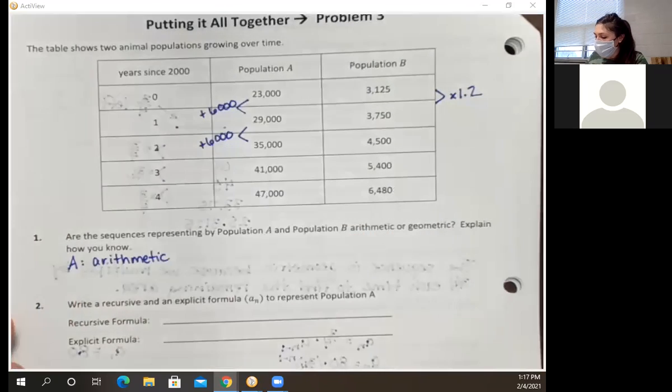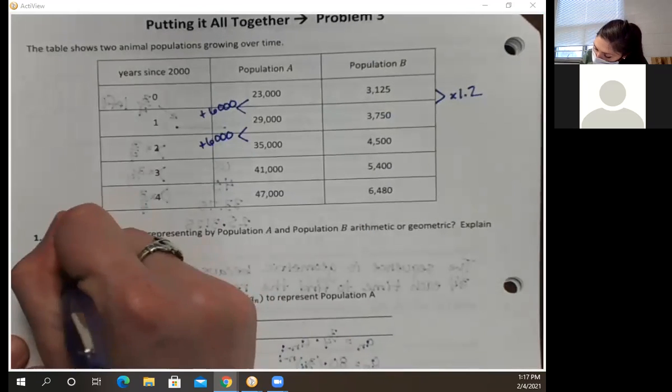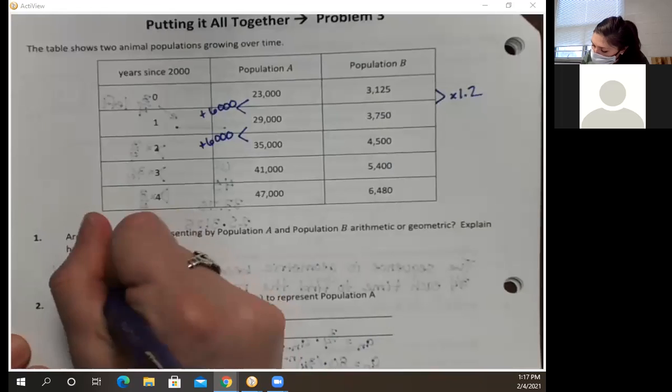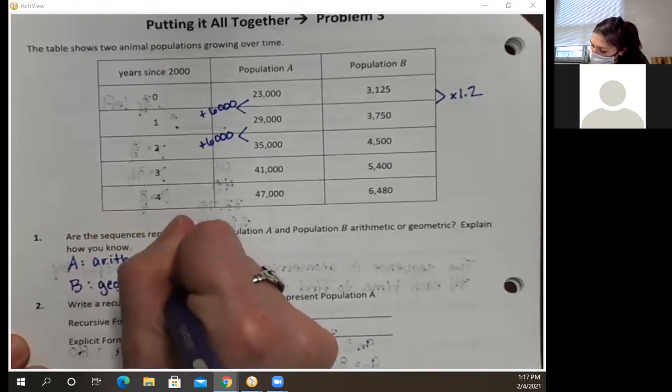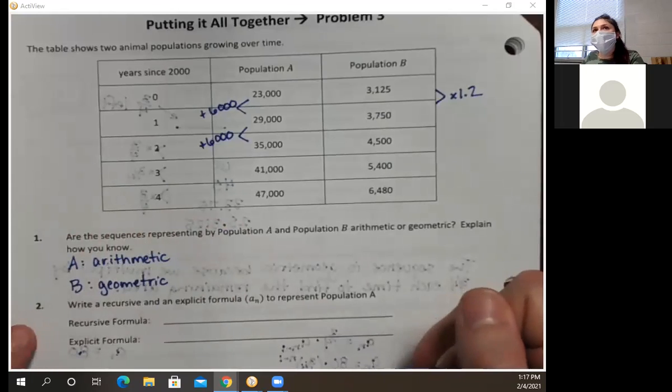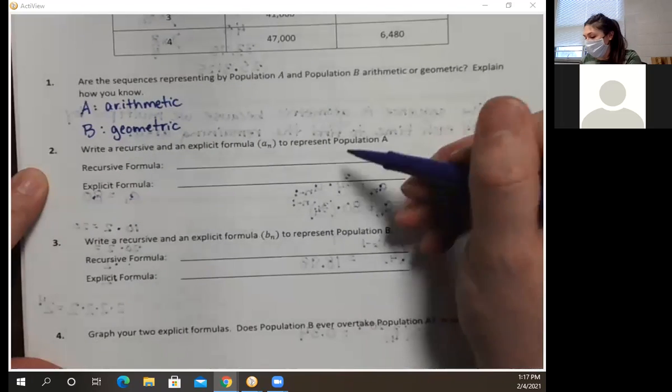Okay. So what I want you guys to do now, that we know A is arithmetic and B is geometric, is write a recursive and an explicit formula for each of those sequences.